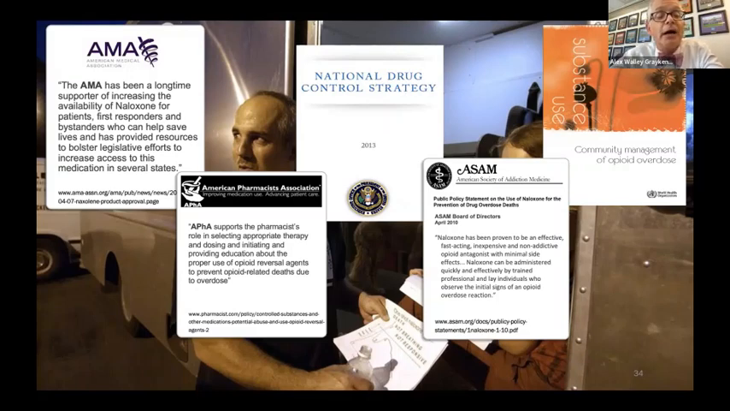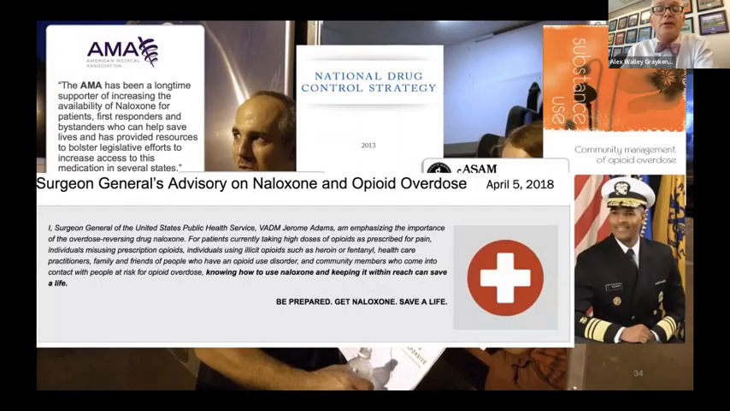So community distribution of naloxone to people at risk for overdose and their loved ones is endorsed by the AMA, the American Pharmacists Association, the National Drug Control Strategy since 2013. They didn't mention harm reduction, but they did mention naloxone distribution. Also the American Society of Addiction Medicine, the World Health Organization, the Surgeon General since 2018.